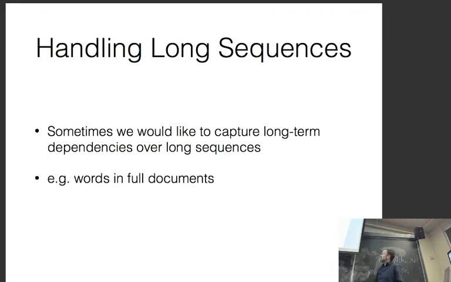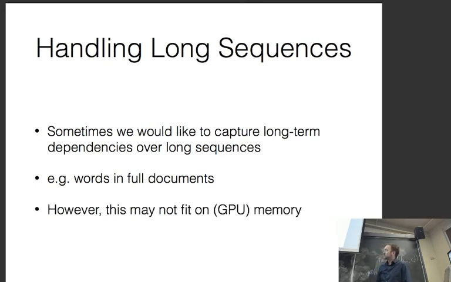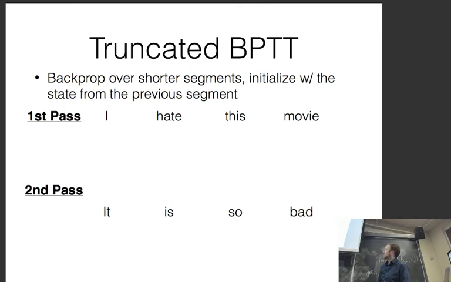So sometimes we'd like to capture long distance dependencies over long sequences. This is related to the question before about documents or whatever. Sometimes this won't fit in GPU memory, for example, or this will just result in something being too big. One trick that people use to prevent this is to backprop over shorter segments and initialize with the state from the previous segment.